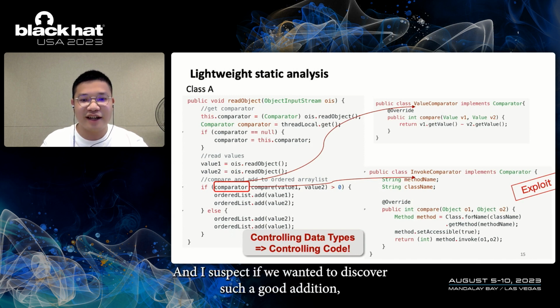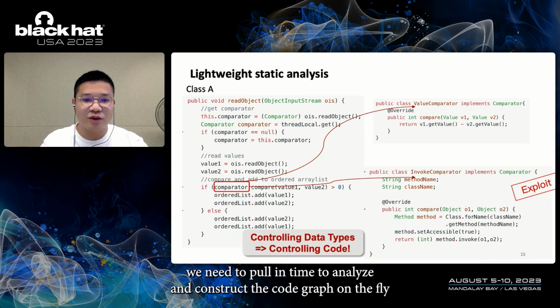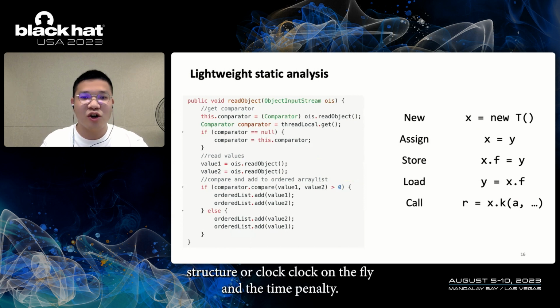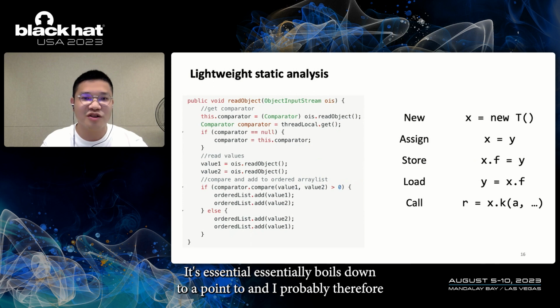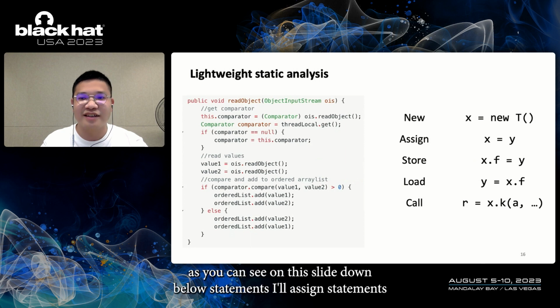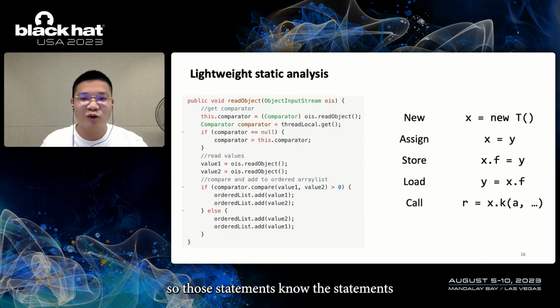From a static analyzer perspective, if we want to discover such a gadget chain, we need to perform type analysis and construct the call graph on the fly. The construction of a call graph on the fly and the type analysis essentially boils down to a points-to analysis problem. Therefore, we primarily focus on the following 5 types of pointer-affecting statements. As you can see on the slide, there are new statements, assign statements, store statements, load statements, and call statements.